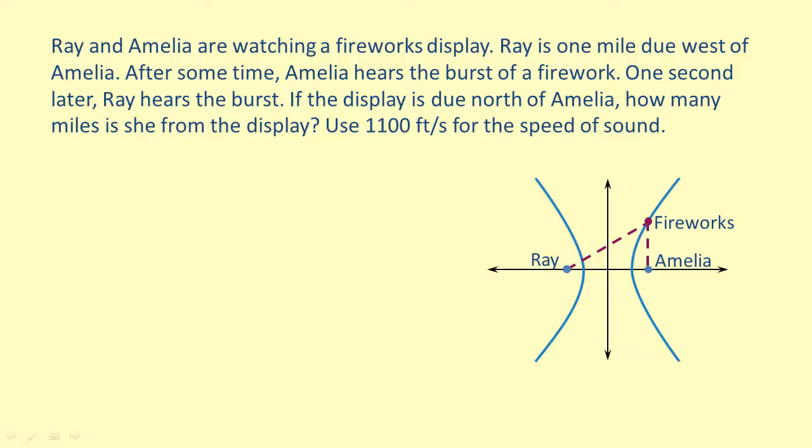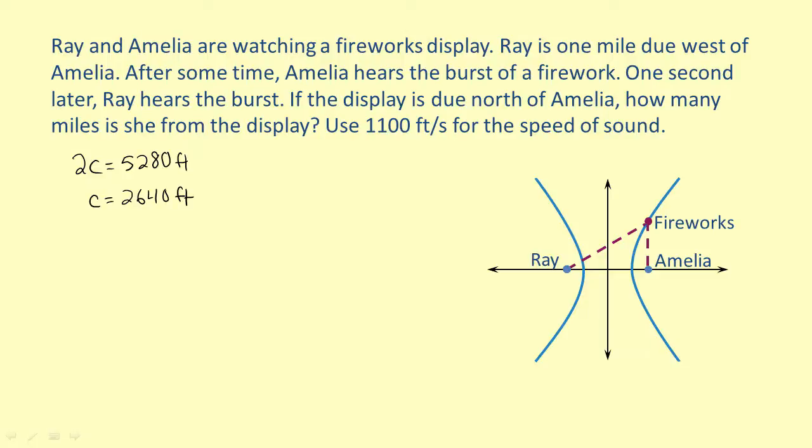To start, think of Ray and Amelia's positions as being the foci of a hyperbola. This means the distance between them is 2c. Ray is exactly 1 mile from Amelia. However, since the speed of sound is given in feet per second, we need to convert any measurements to feet. Note that 1 mile is equal to 5,280 feet. So Ray and Amelia are 5,280 feet apart. That means 2c equals 5,280. Solving for c, we get c equals 2,640.